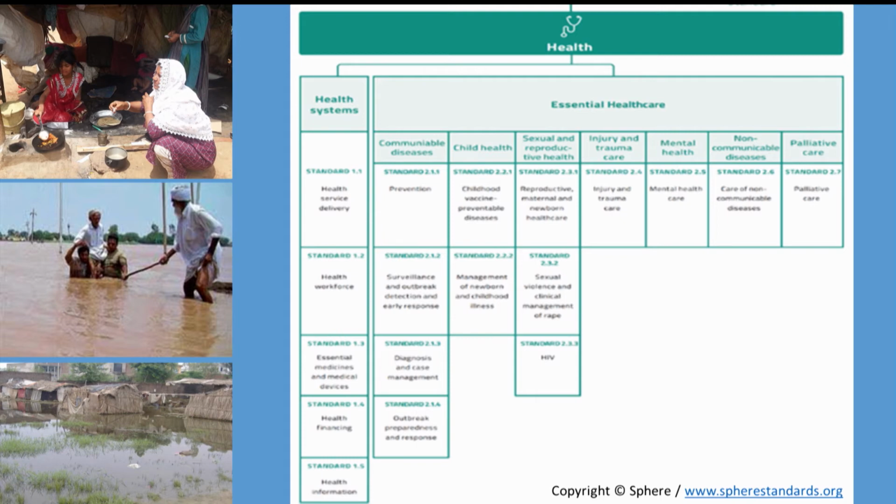But essential healthcare, or the health standards, are divided into health systems, because in order to provide healthcare, we need drugs and labs and personnel, so the health systems, and then the essential health care. Essential health care talks about communicable diseases, child health, sexual and reproductive health, injury and trauma care, mental health, non-communicable diseases, and palliative care. And these are all contextualized for the disaster situation. What do we need? What are the priorities immediately, and then where can we go from there during the recovery efforts?